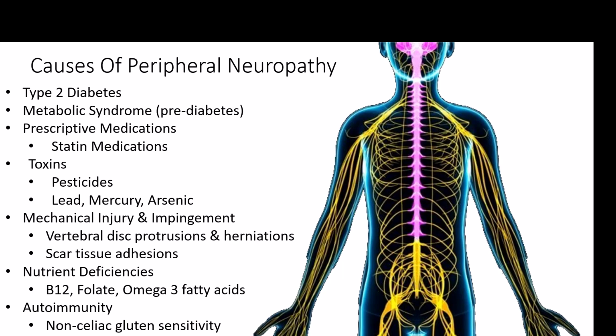Here are the most common causes of peripheral neuropathies: type 2 diabetes and prediabetes, statin drugs, pesticides and heavy metal toxins such as lead, mercury, and arsenic, mechanical impingements, nutritional deficiencies, and autoimmune conditions, the most common being non-celiac gluten sensitivity. And finally, chronic infections, particularly chronic stealth infections by Lyme, Bartonella, and Epstein-Barr virus.